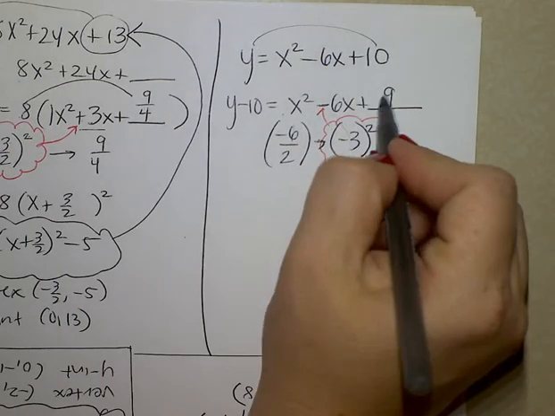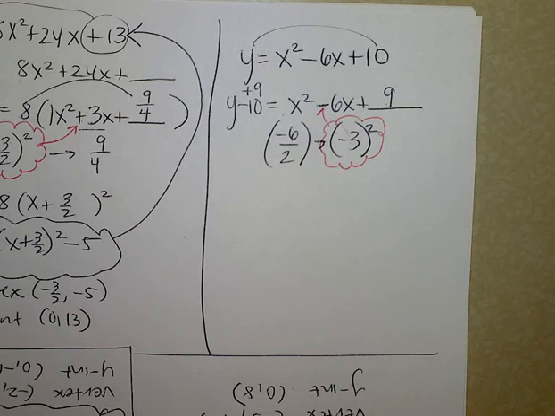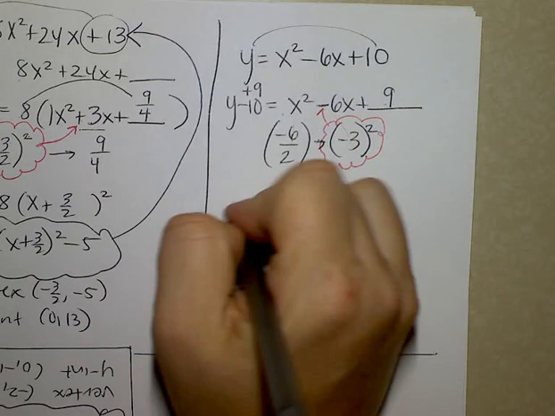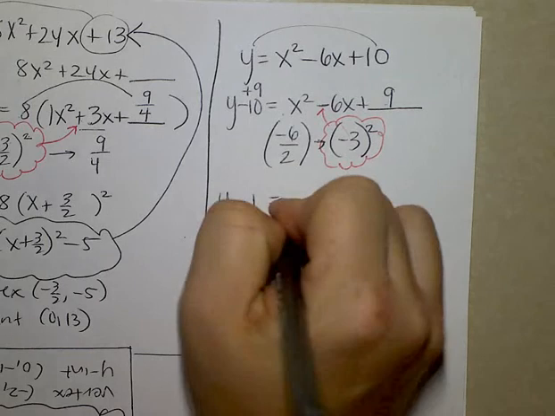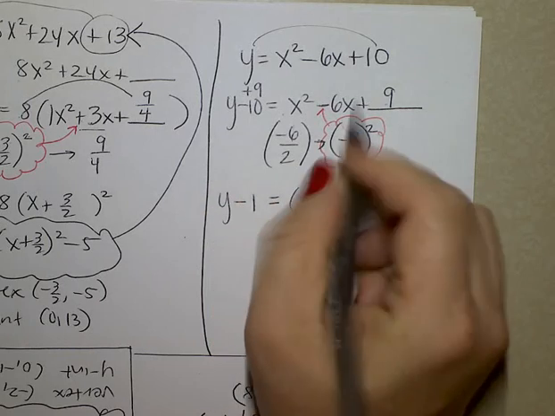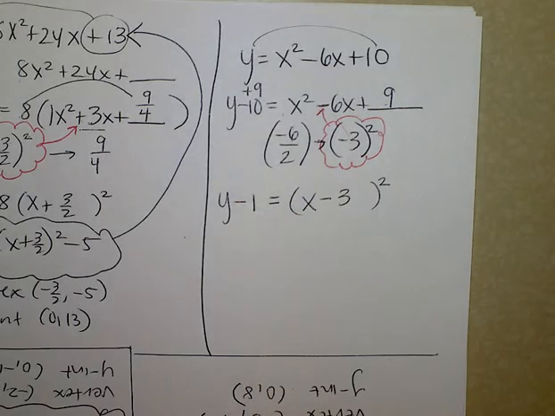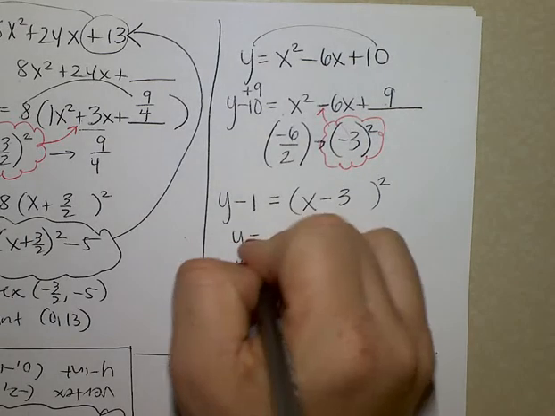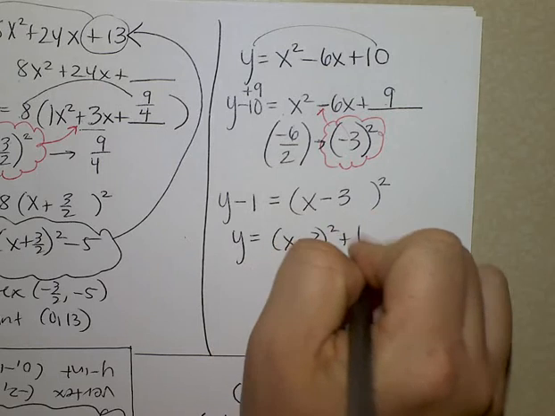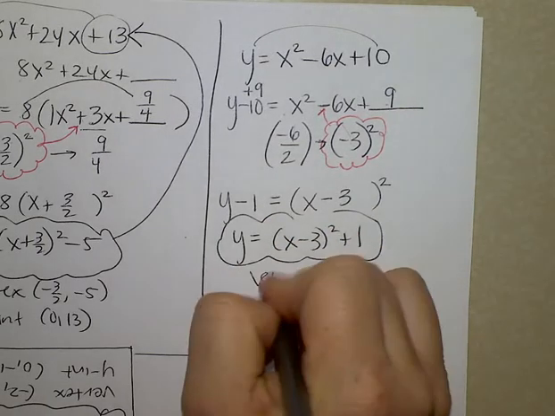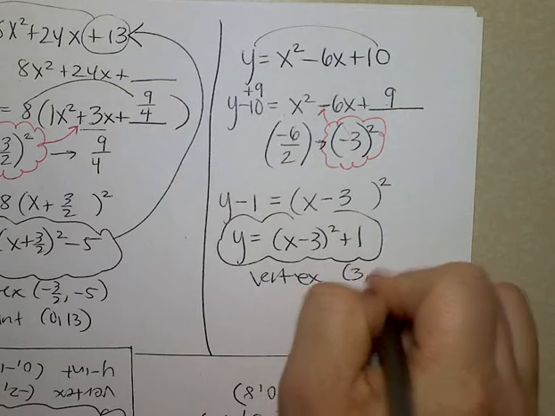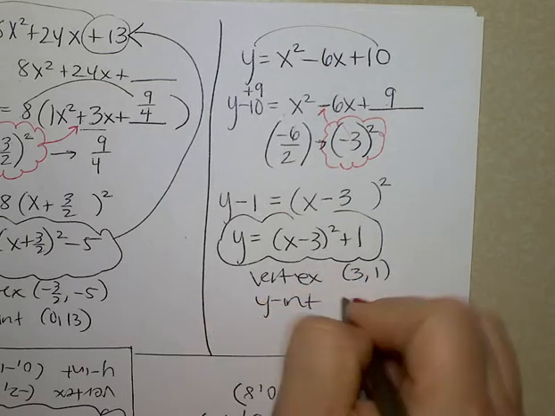I just added 9 to the right. I need to keep it balanced, so I add 9 to the left. Combine like terms, y subtract 1. In parentheses, it's x subtract 3 quantity squared. Then I move this negative 1 back over to the right. When it moves over, it does change signs to become a positive 1. Vertex is 3, 1. Y-intercept is 0, 10.